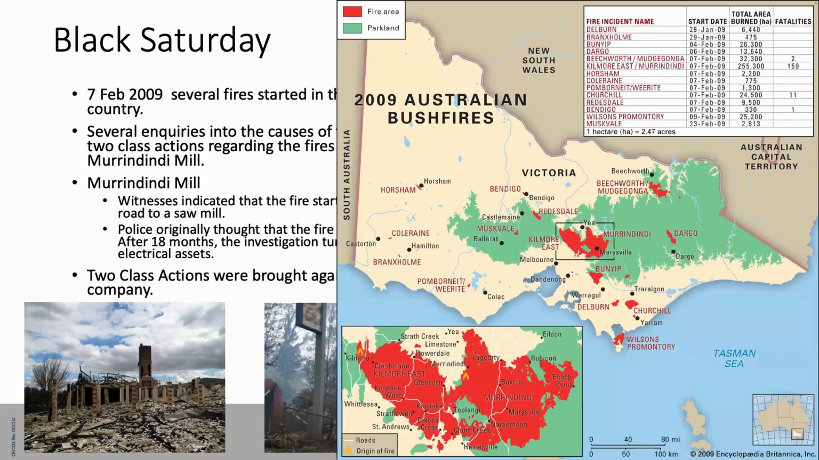Just to give you some idea of scale, these red areas are the areas of the fires, the two fires, Kilmore East, Murrindindi Mill. Victoria is around about 4 times the size of Croatia. It's about half the size of the UK. So it's quite a large amount of area that actually was burnt. All of those red areas burnt on this day. And unfortunately, bushfires continue to be a major problem for Australia.